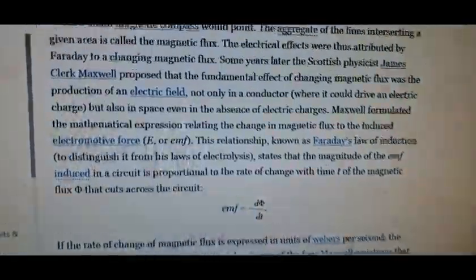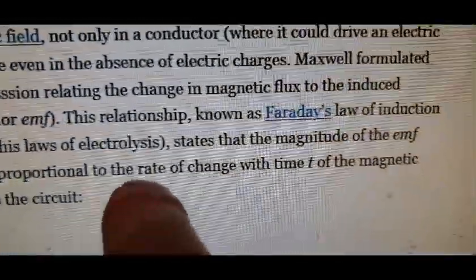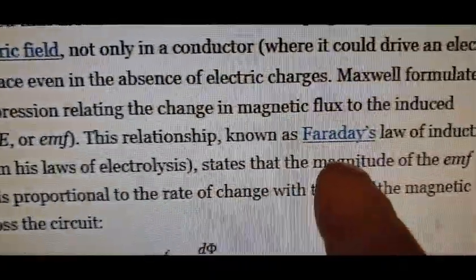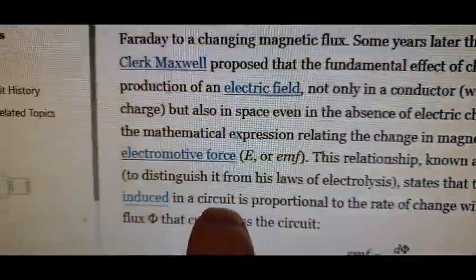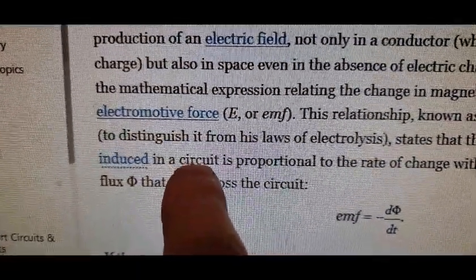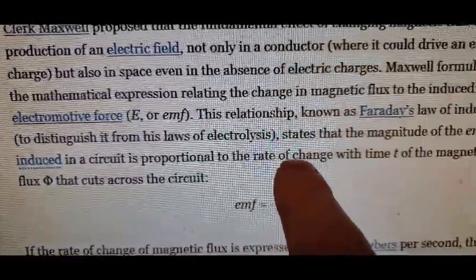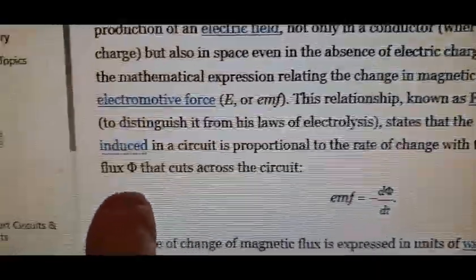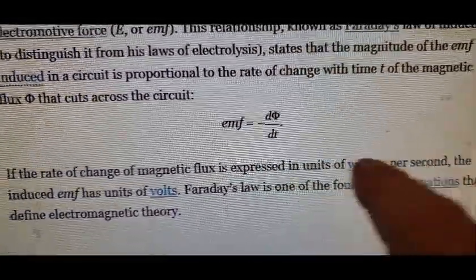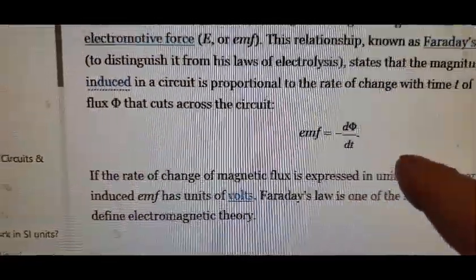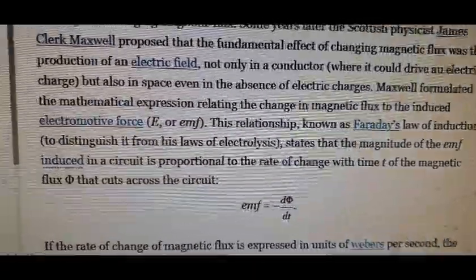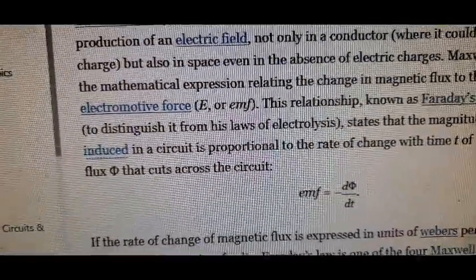And so here's Encyclopedia Britannica and the actual relationship. Faraday's law of induction states that the magnitude of the electromotive force induced in a circuit is proportional to the rate of change with time of the magnetic field that cuts across the surface. And then they're also saying that EMF has units of volts. So the volts of your spike is proportional to the rate of change of magnetic flux.